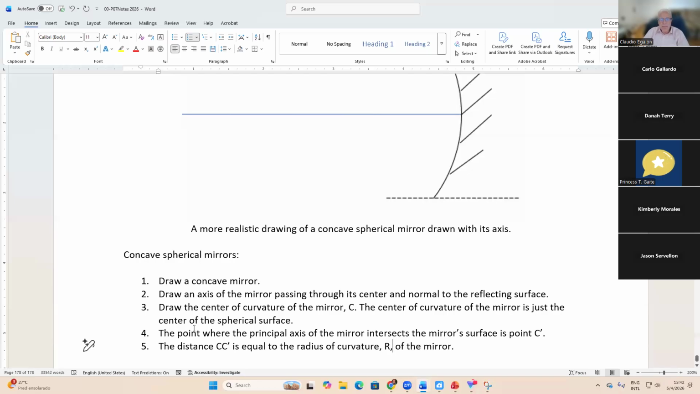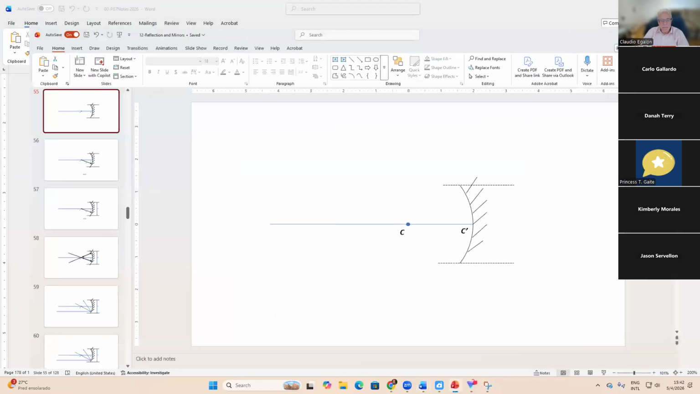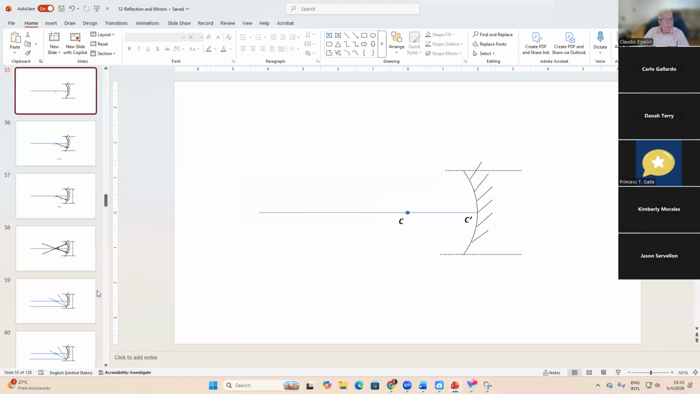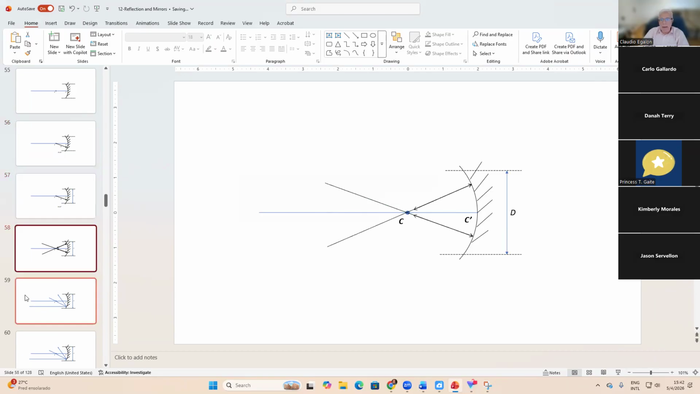That is C prime. Right here. Any light ray passing through the center of curvature reflects back towards itself.